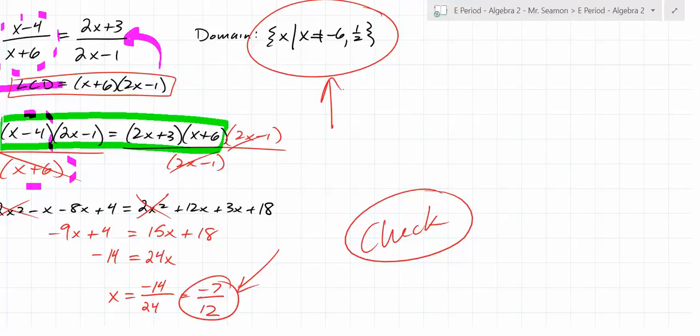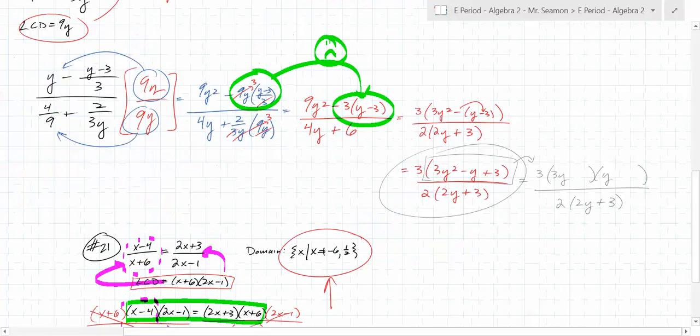Yeah. So don't worry. You spend so much time finding what the domain can't be that people tend to think that the domain is those numbers. Is the domain negative 6 and 1/2? No, the domain is everything else. Everything else. Okay, any other questions?